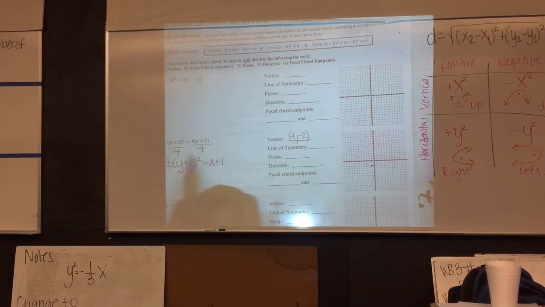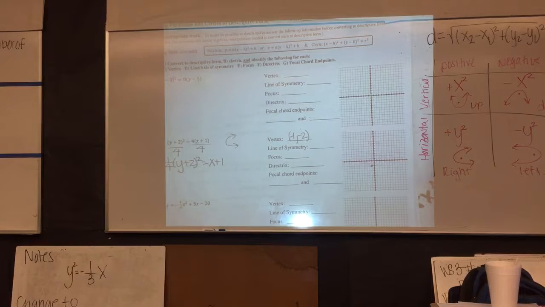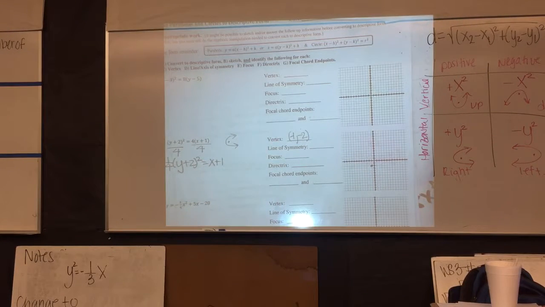And so when we look here, I can see that I have a y squared term, and if you look on the board, y squareds are left and right parabolas, or horizontal parabolas. Because this is a positive y squared term, our parabola is going to be like a C curve, opening to the right. And the focus is always on the inside.